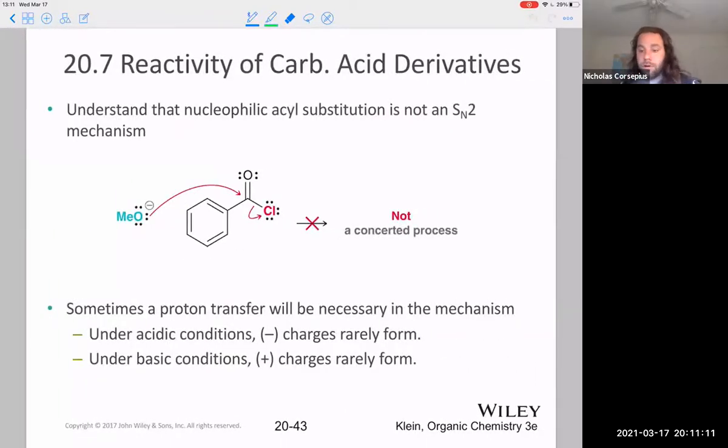This has to be drawn in two steps when we're doing these mechanisms. You have to form that tetrahedral intermediate. This is not a concerted process like an SN2 reaction or anything like that, where you have nucleophilic attack and the loss of the leaving group happen at the same time.